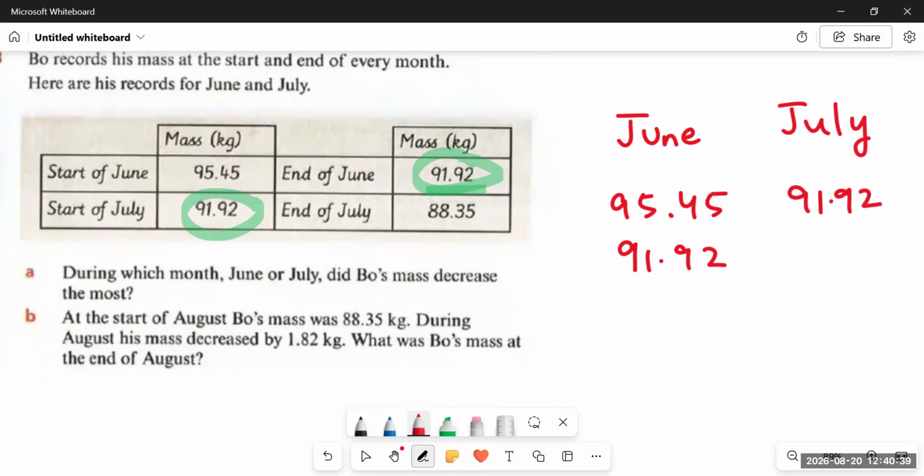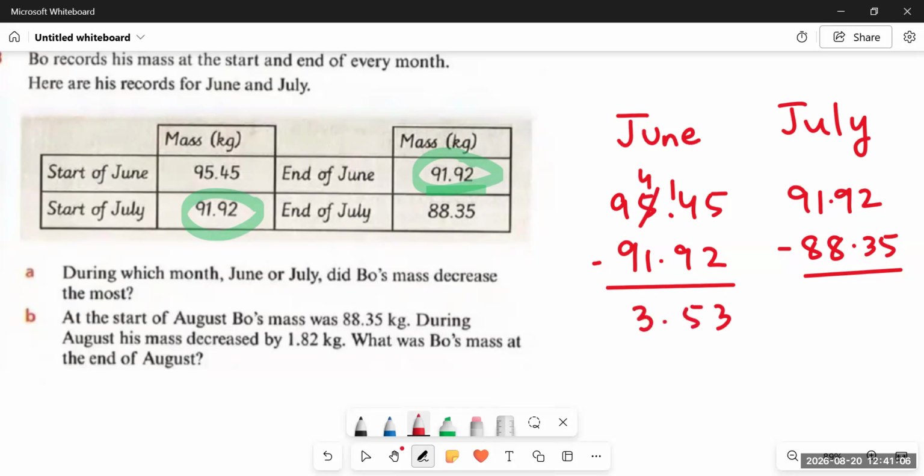91.92 minus 88.35. I'm using the conventional method because I like it most, so I'm not using any other method. What I am going to do is 5 minus 2, that is 3. Now I cannot subtract 9 from 4, so I'll borrow from here. It will turn 4. This will become 14. 14 minus 9 is 5. Here comes the decimal. 4 minus 1 is 3, and we will get 3.53. Right? So there was a decrease of 3.53 kg in the month of June.